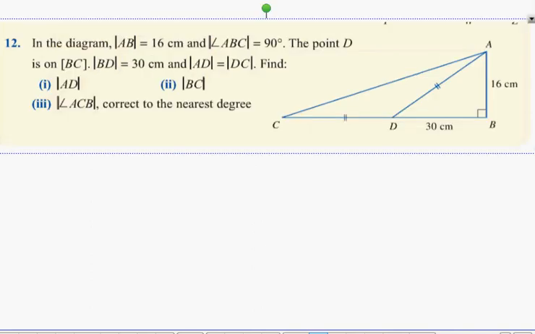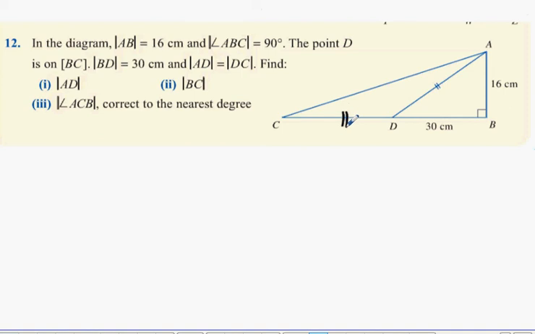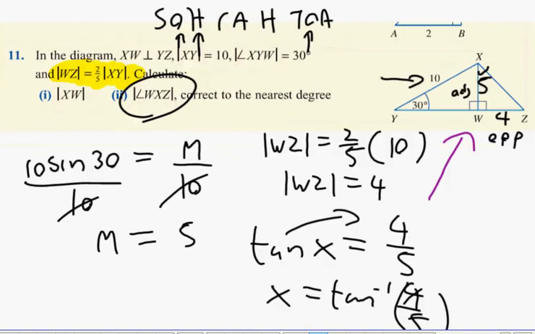Now, the answer's 37. Now, this diagram here, can anybody tell me what these two lines mean? Same length.